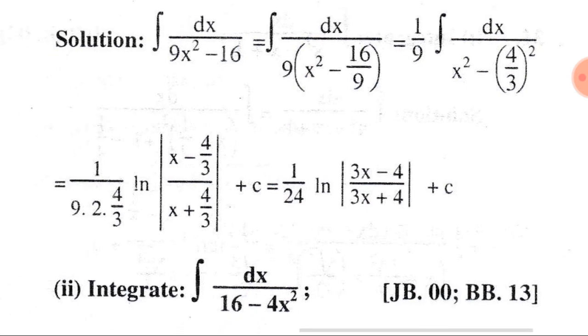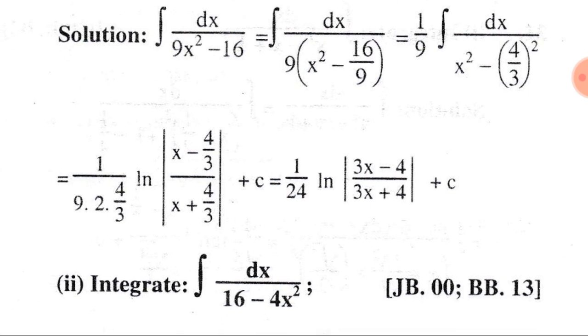Dear audience, to make it simple form, if we multiply both the numerator and denominator after the ln, we get 3x minus 4 and 3x plus 4.